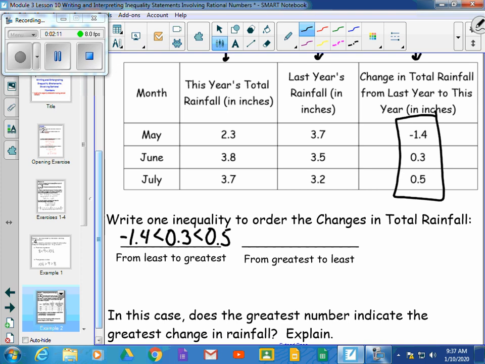Now if we go from greatest to least, we start with the largest value, 0.5. We use the greater than symbol. 0.3, greater than symbol, and then negative 1.4, which is the smallest of those numbers.